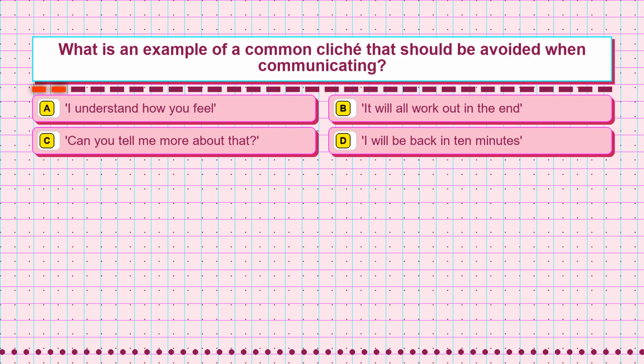Question 74. What is an example of a common cliché that should be avoided when communicating? Option A, I understand how you feel. Option B, it will all work out in the end. Option C, can you tell me more about that? Option D, I will be back in 10 minutes.